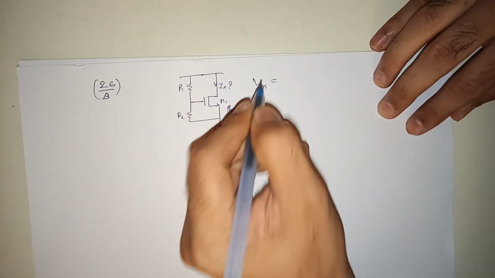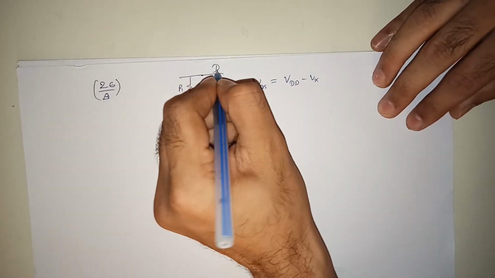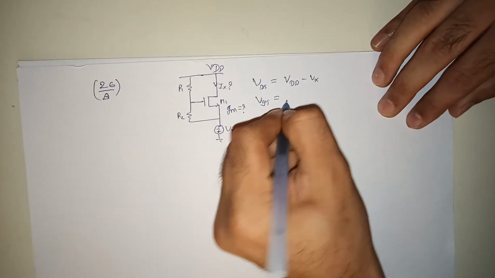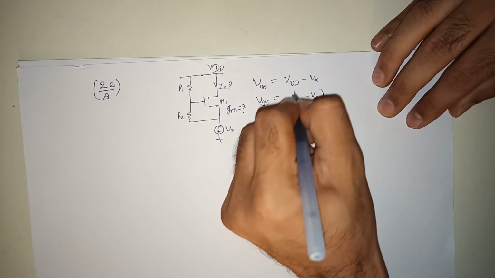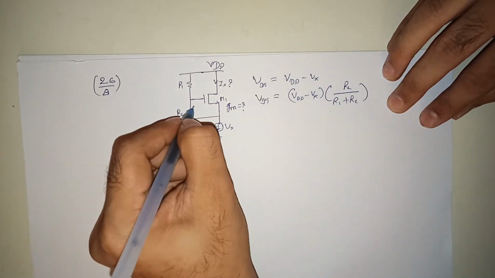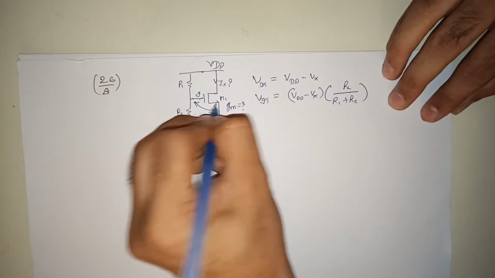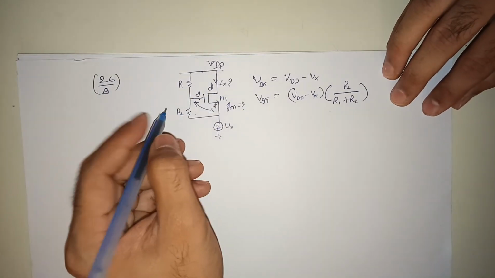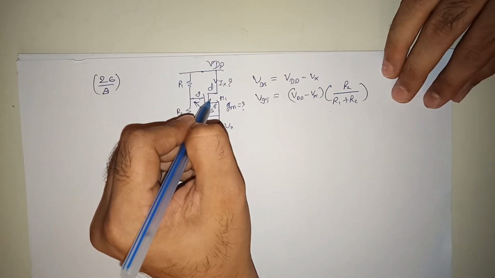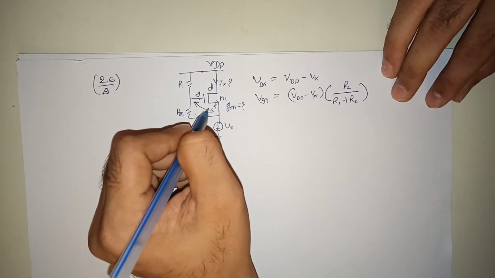VDS is VDD minus Vx, the difference between these. So this is VDD. VDD minus Vx will be VDS. VGS is VDD minus Vx into R2 upon R1 plus R2, because the drop across this resistance will be VGS of M1. This is gate, this is source, and this is drain. So in the previous video, in the A part, here was the VGS, because that was PMOS. But here you will need to see that the drop of R2 is VGS.